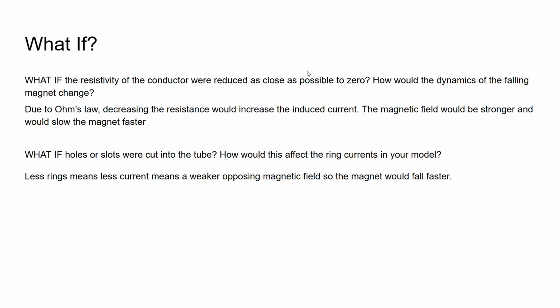And back on this one, since assuming that by as close as possible to 0, it means infinitely close to 0, that would mean the magnet would essentially stop or fall at an insanely slow speed where it seemed like it was almost floating in space.